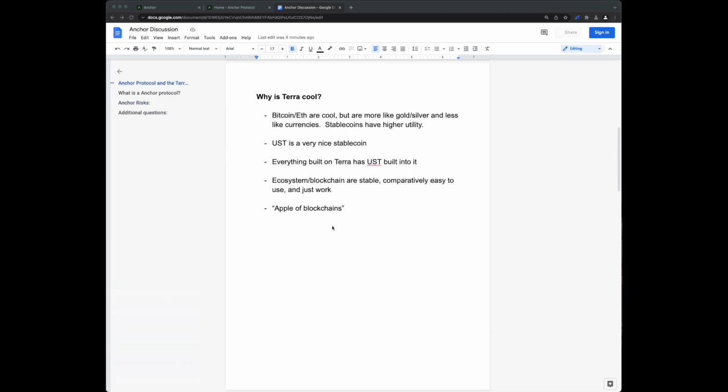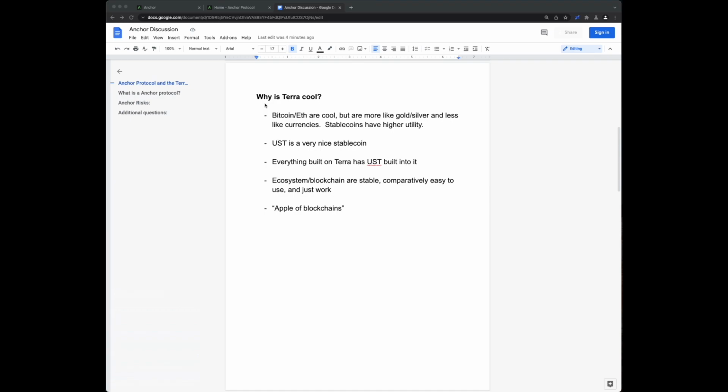First, we're going to cover Terra real quick. So why is the Terra ecosystem cool? One of the biggest things about Terra is that it's built to integrate stablecoins, specifically UST, its USD native stablecoin, throughout every level. Most people who know about crypto know something about Bitcoin and Ether, and those are very cool and have their pluses and minuses, but honestly, they're much more like gold or silver and less like currencies, because their value just changes a lot.